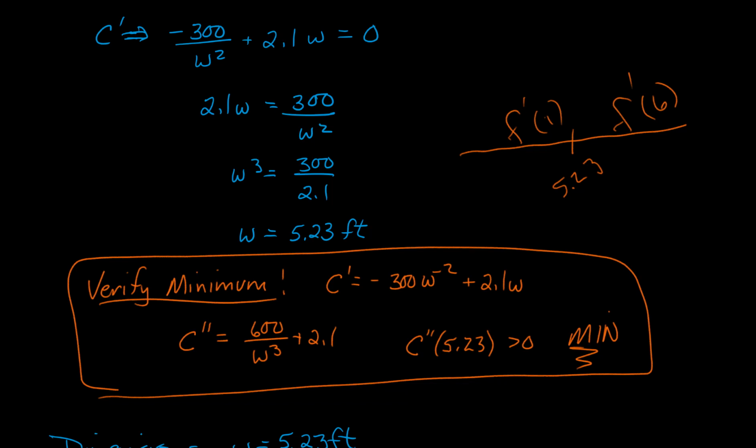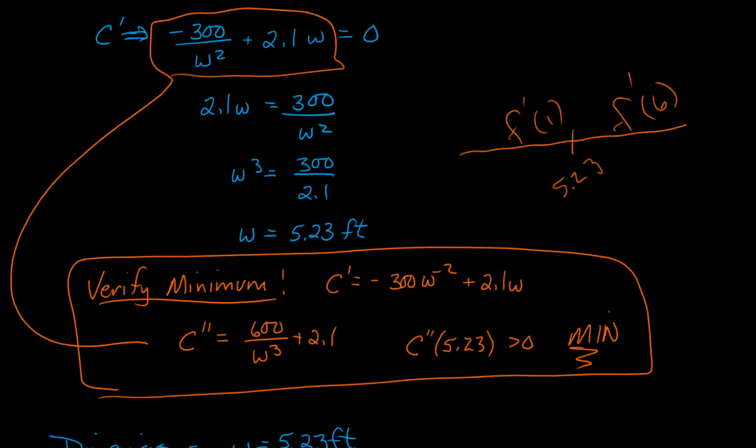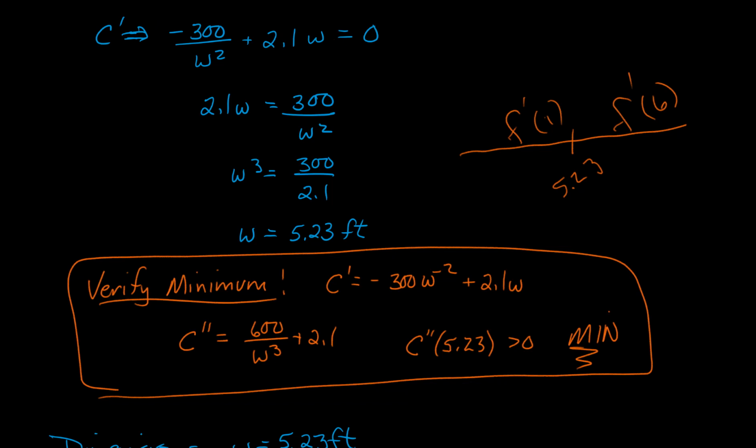I'm going to use the second derivative test, which means I'm going to come to the top and take the derivative of this. The second derivative is going to wind up being, well, gosh, how'd you do that? Remember the first derivative, okay, I took this and I rewrote it like this, choosing to write my variable with the negative. When I take the derivative here, it's going to be the negative 2 times the negative 300, which is going to give me 600. W to the negative 3 is over W cubed. 2.1 W has a derivative of 2.1.